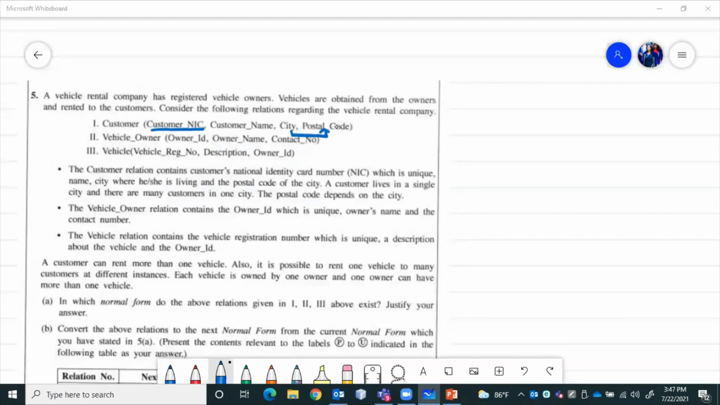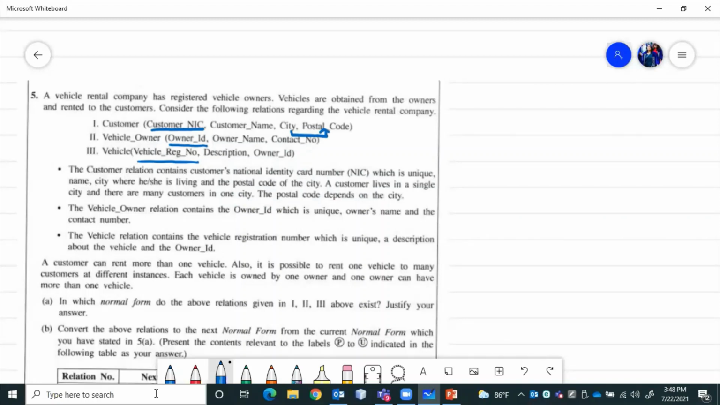Next point. The vehicle owner relation contains the owner ID, which is unique. Owner's name and the contact number. That's it for the vehicle owner relation. The vehicle relation contains the vehicle registration number, which is unique. And a description about the vehicle and the owner ID. Okay. So that's it. Those are the things they have given.